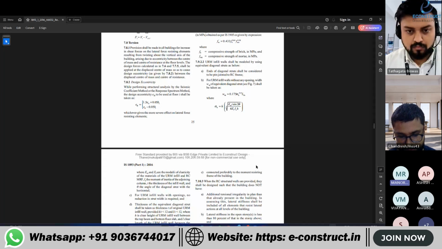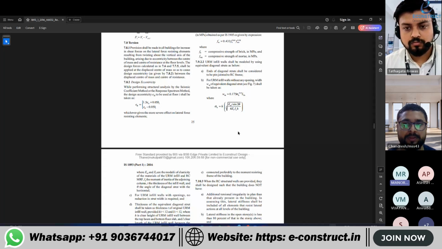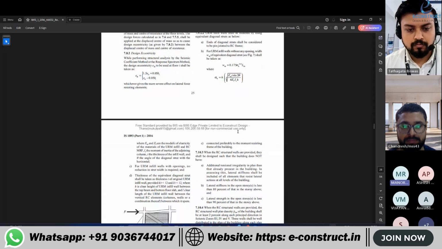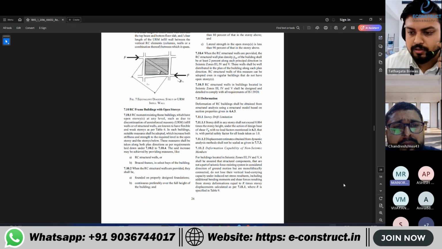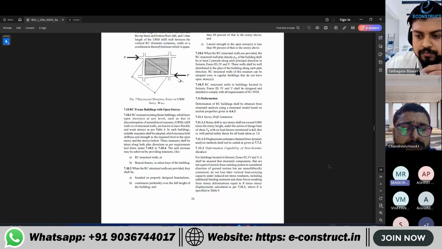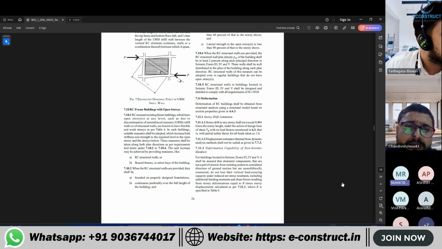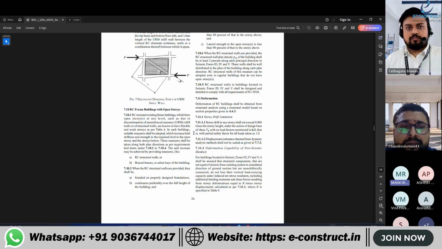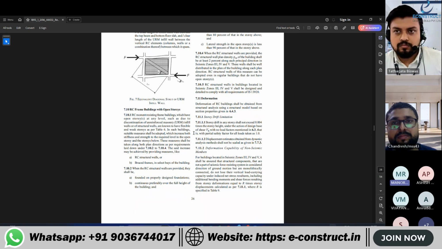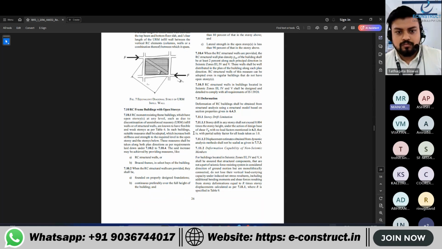Where h is the clear height of URM infill wall between the top beam and bottom floor slab, and L is the clear length of the URM infill wall between the vertical RC elements, column, wall, or combination thereof, between which it spans. RC frame building with open story. RC moment resisting frame buildings which have open story at any level, due to discontinuation of unreinforced masonry URM infill wall or structural wall, are known to have flexible and weak story as per Table 6. In such buildings, suitable measures shall be adopted which increase both stiffness and strength to the required level in the open story and the story below.